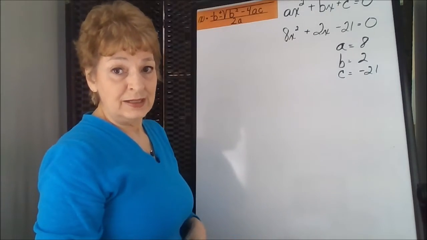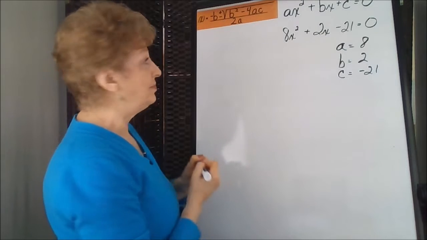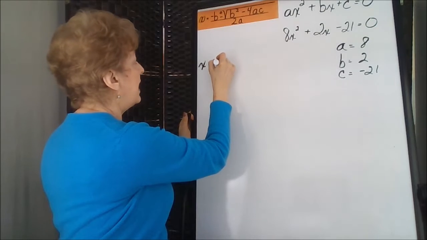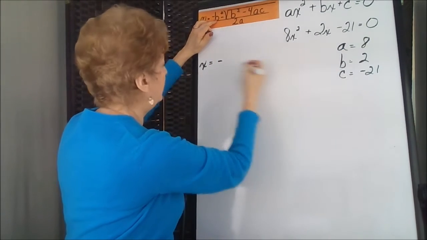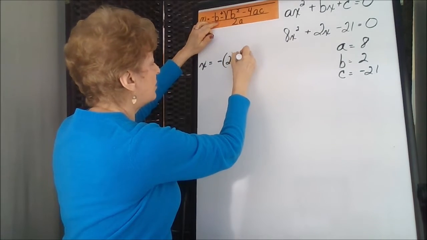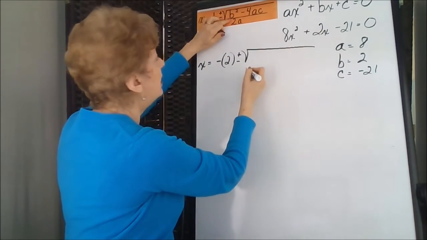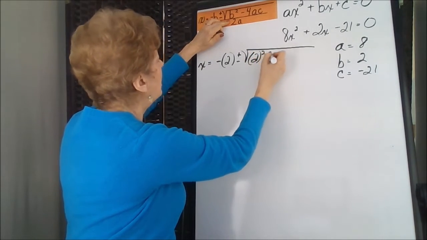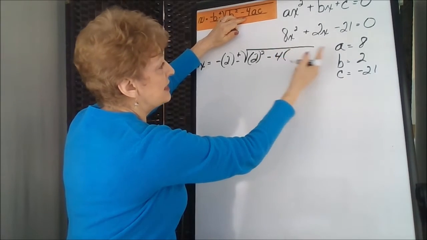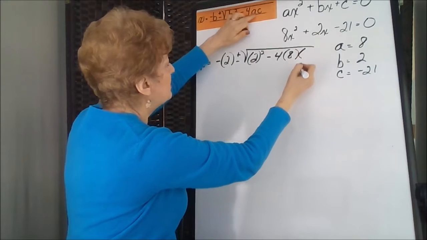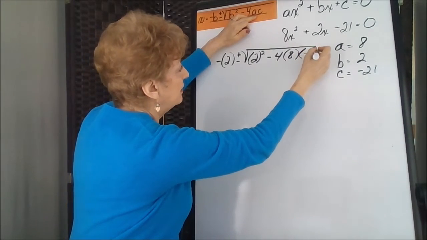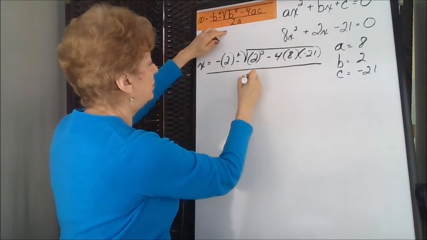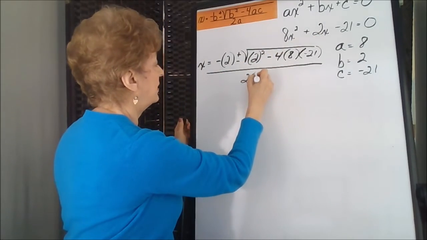At this point, we're going to insert our values for a, b, and c. So we have x is equal to negative b, which is 2, plus or minus the square root of b, which is 2 squared, minus 4 times a, which is 8, times c, which is negative 21. And that is over, or divided by, 2a, which is 8.